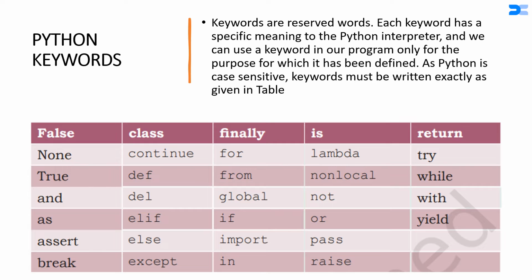Python keywords. Keywords are reserved words. Each keyword has a specific meaning to the Python interpreter, and we can use a keyword in our program only for the purpose for which it has been defined. As Python is case sensitive, keywords must be written exactly as given in the table.